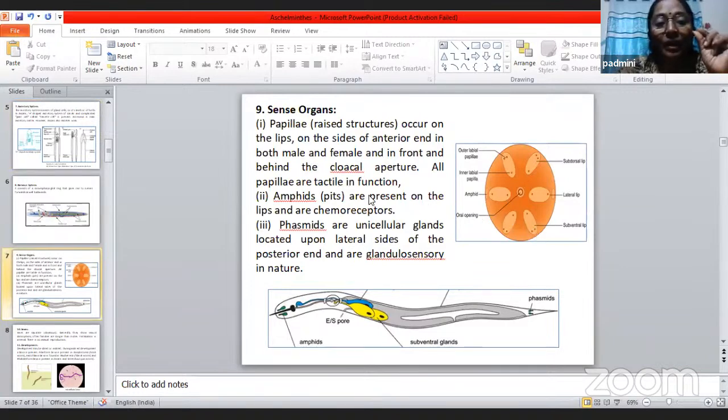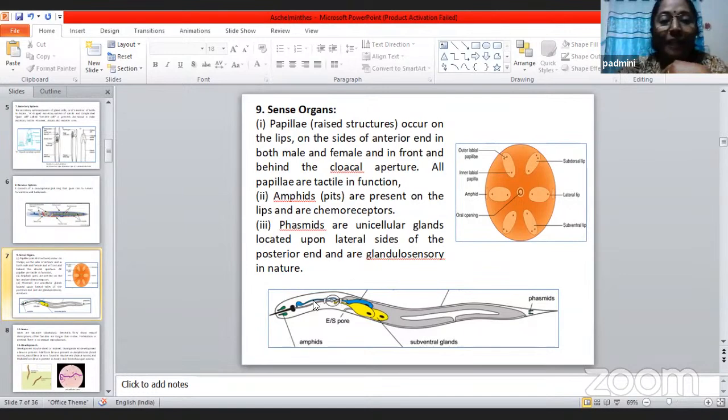That is, they act as tactile in function. Tactile means they are very sensitive to touch. If they come in contact with very unfavorable places where they are not feeling good enough, those are the touch sensory organs to tell them whether they are in a safe place or not in a safe place. So tactile in function, sensitive to touch.